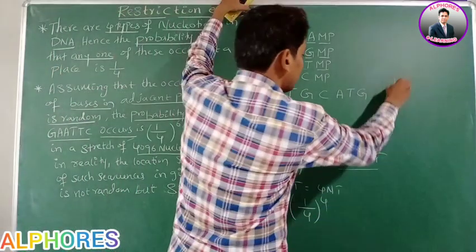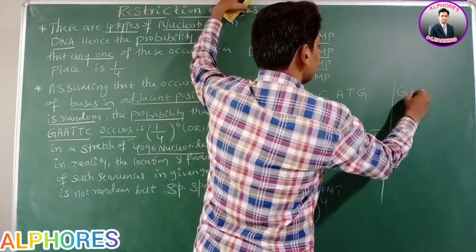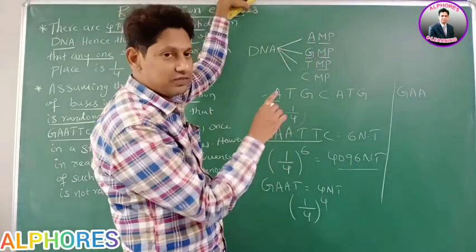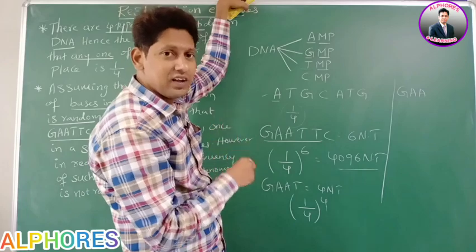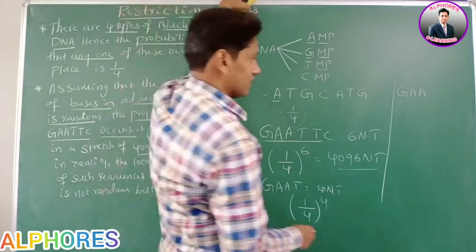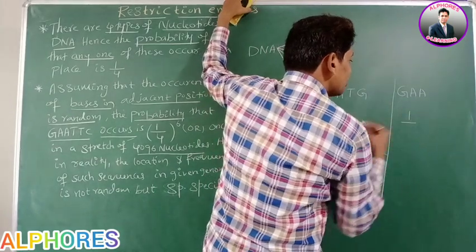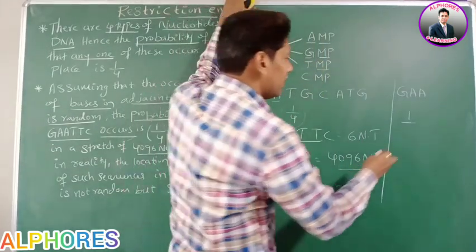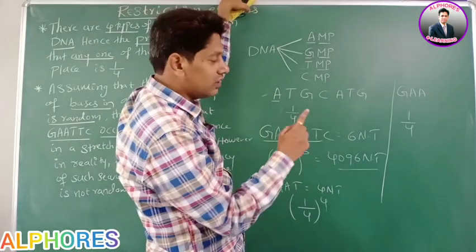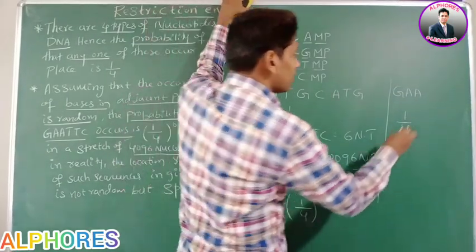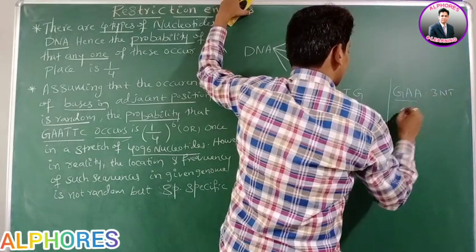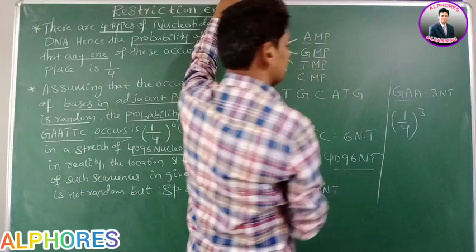For example, the given sequence is GAA. What is the probability of occurrence of this sequence? What is the probability of each nucleotide in DNA? 1 by 4. In this sequence, how many nucleotides are there? 3 nucleotides are there. Therefore, 1 by 4 to the power of 3.